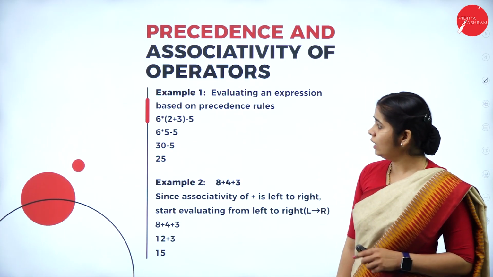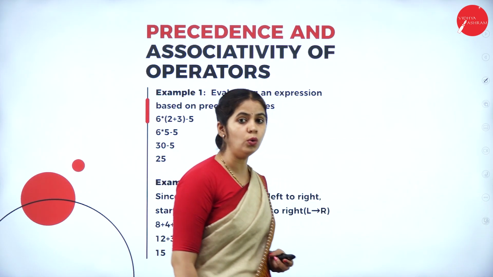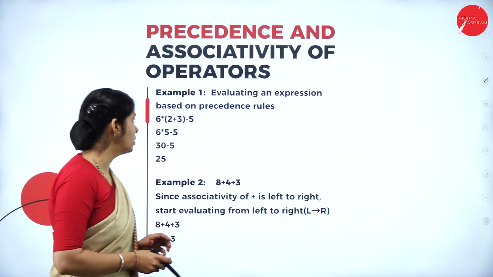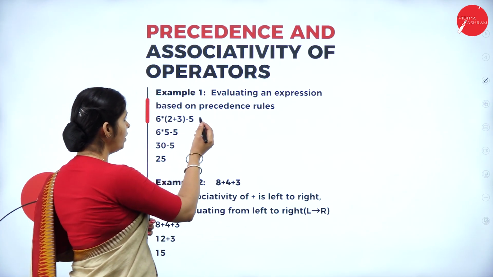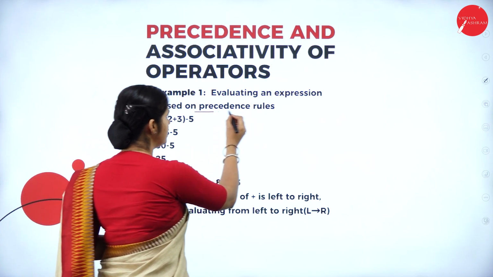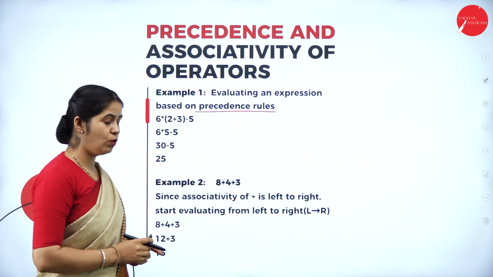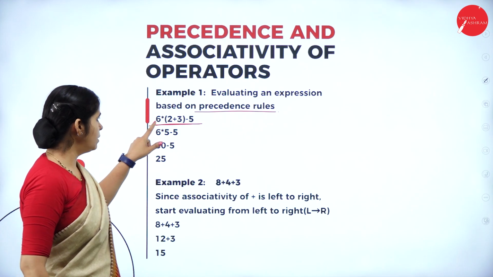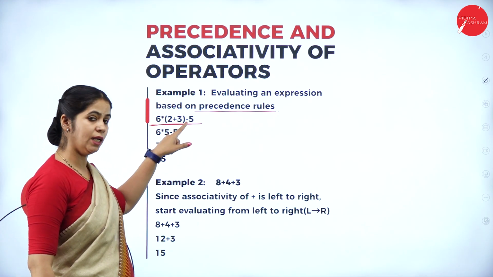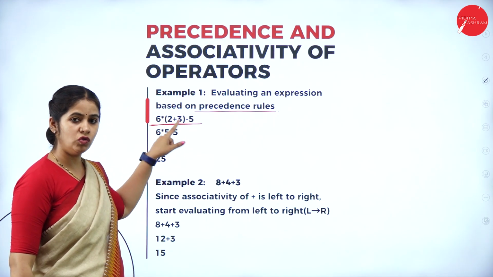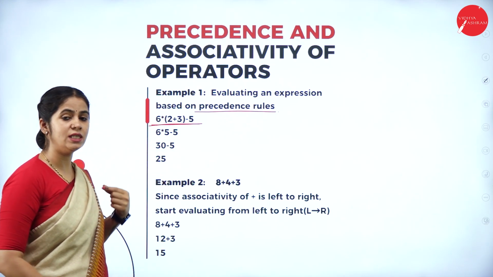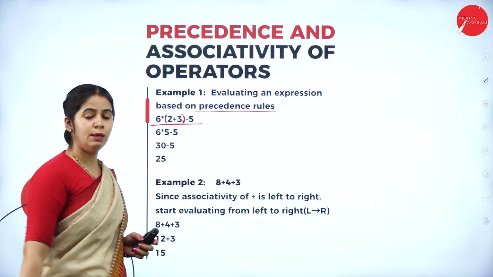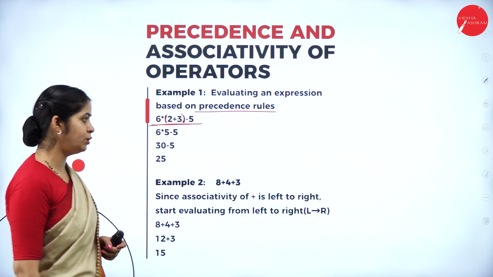So let us see examples of how to apply precedence and associativity to an expression. Let us see the example. Evaluate an expression based on the precedence rule. What is the precedence rule? Here the expression given is 6 multiplied by 2 plus 3 minus 5. As we have just seen in the table, which has the highest priority? These braces. Simple braces have the highest priority.